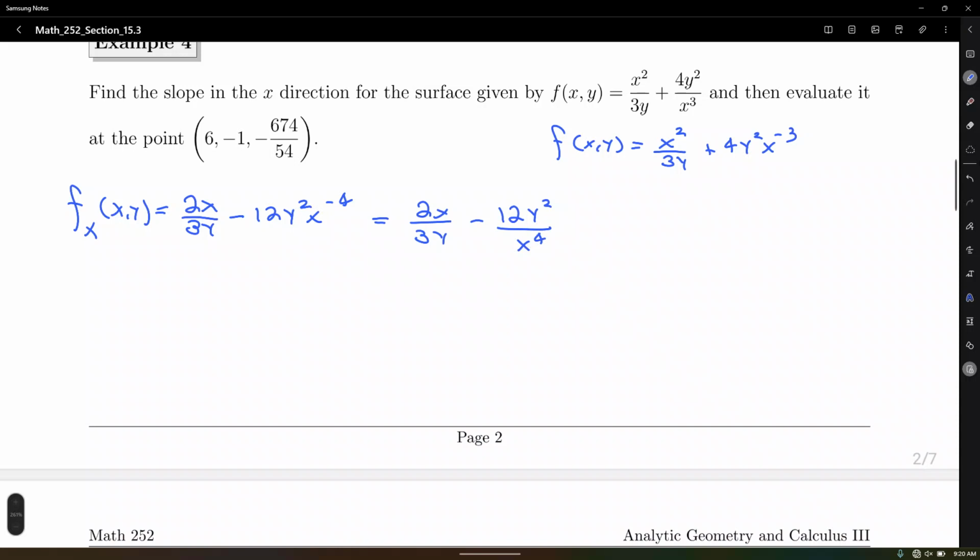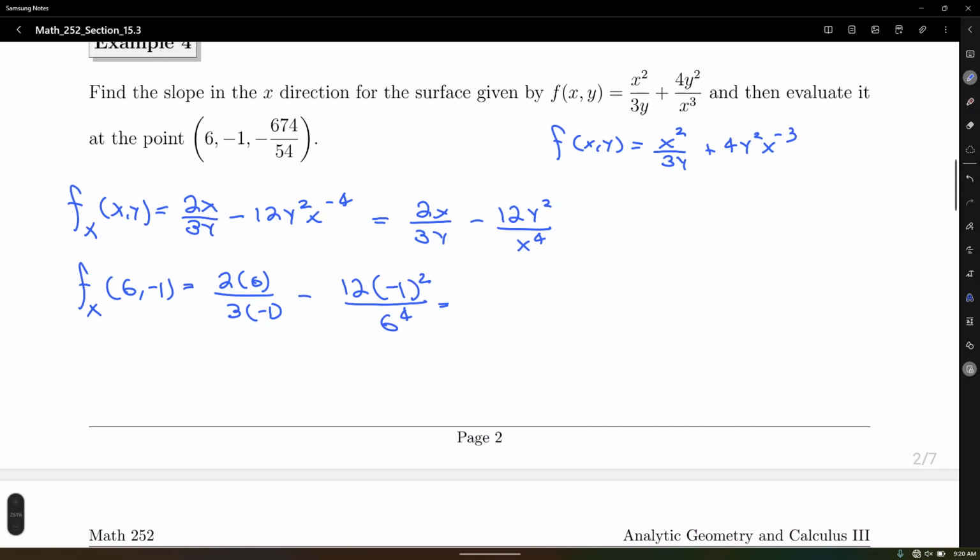Let's evaluate it at the point where x equals 6 and y equals -1. So that is the partial with respect to x at (6, -1). And then just substitute where it corresponds: 6 for x, -1 for y. 2 times 6 over 3 times -1, minus 12 times (-1) squared over 6 to the 4th. This is going to give us a really ugly number.